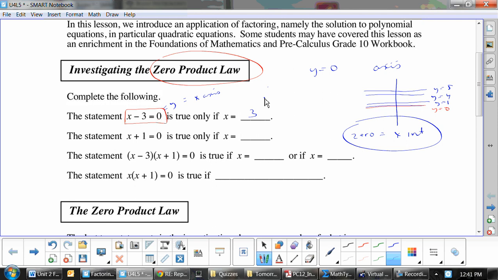We're going to be finding zeros today. Those are things that make this equal 0. Now, in the second statement, what would you say would be the correct answer? X plus 1 equals 0. Negative 1. In the statement, x minus 3 times x plus 1 equals 0, what would x have to be to make that entire statement equal 0? Okay, good. 3 and negative 1.